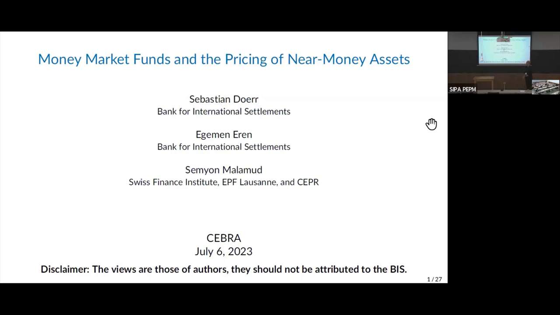So I'll talk about money market funds and the pricing of safe assets. By safe assets, I mean T-bills and repos. And it's going to be all US. We're going to be discussing how money market funds being in these markets affects pricing, and how different markets for assets affect money market funds.